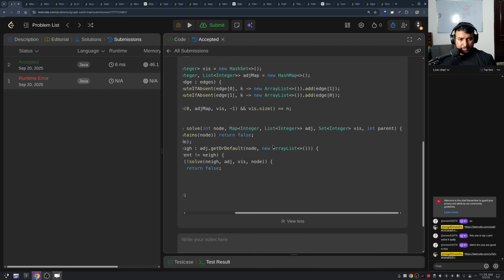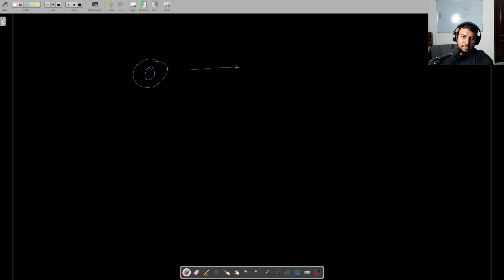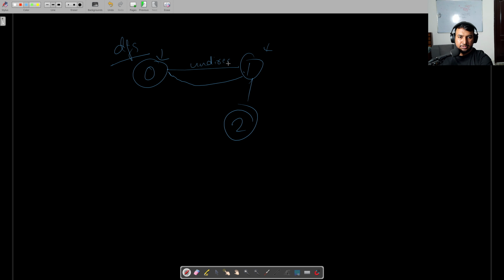You pass in a parent also in this one, because you don't want to say, since this is an undirected graph, that if you are doing a DFS from 0 and visit 1, then in one's neighbors you will have 0 as well, because this is an undirected edge. You don't want to say that if from 1 to 0 there is an edge, then from 0 to 1 there is an edge, and call that a cycle. That's not a cycle, right? There is just an edge between both of them.